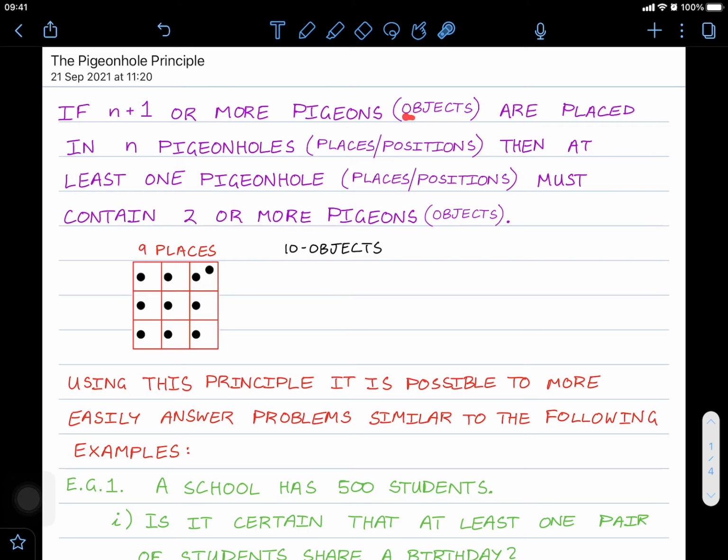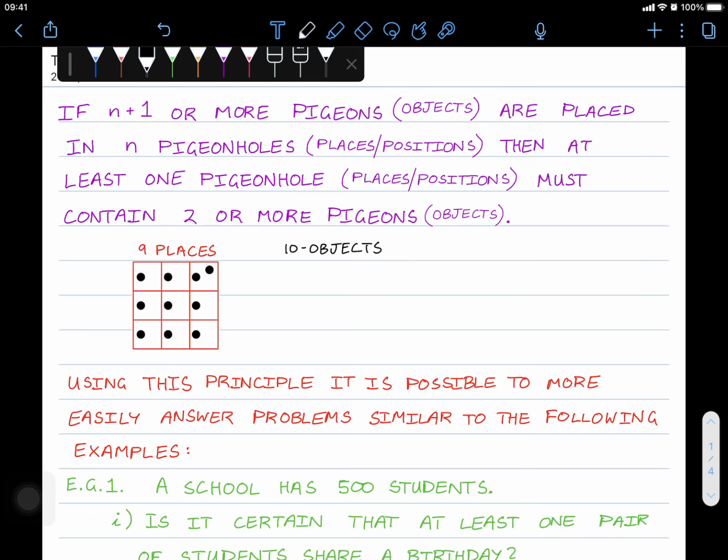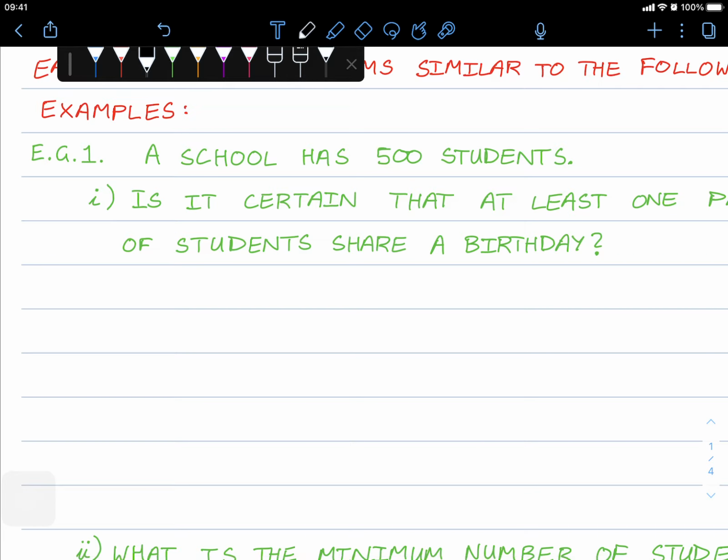I know because it's the pigeonhole principle, we're going to have to use it. But for this, we're going to first outline what our objects and our positions or places are. So let's outline that first. What are the positions? And what are the objects?